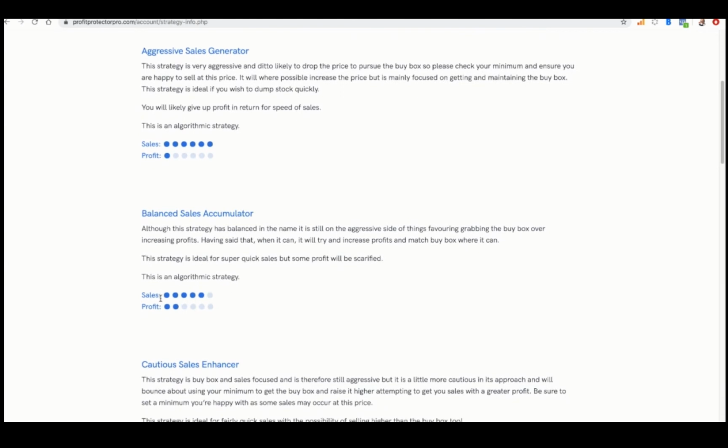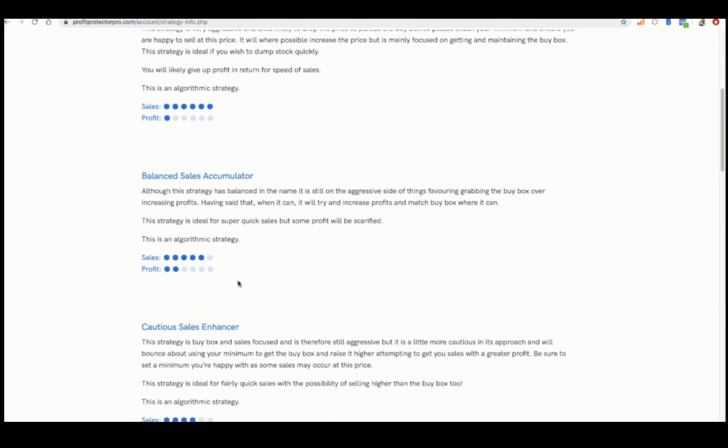Now this is still, as you can see, it's still got 5 dots, so it's still pretty aggressive. You know, it's starting to look more at your profit and trying to increase your profit, but it is still very focused on sales. So some profit will be sacrificed because it will use your minimum price more than other strategies would do, because it is still, you know, favouring getting you that buy box. It's still after achieving those sales for you.